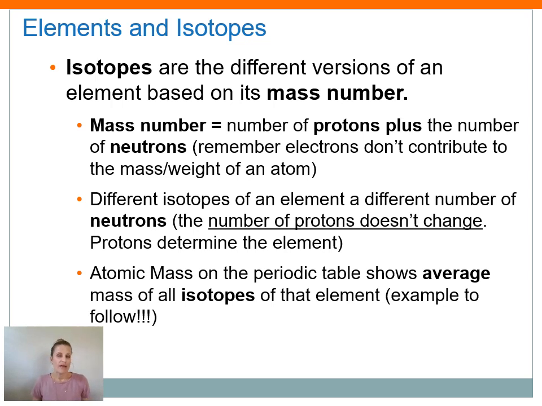Now, all we have left to figure out is neutrons, right? If I know how many protons, and then I can use that to find out how many electrons, now I just need to know, how do I find out how many neutrons there are? The way we find out how many neutrons there are is by looking at the mass of the atom, or the overall weight of the atom.